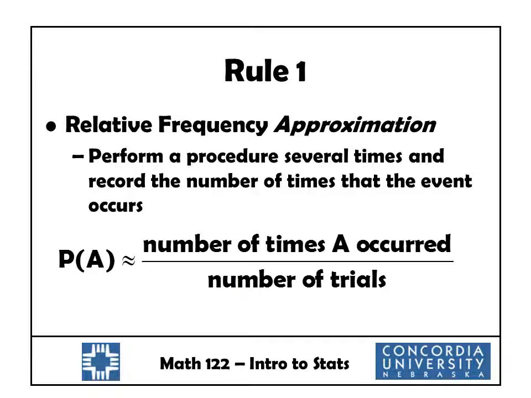So let's talk about some different ways of calculating probabilities. Rule 1 is what we call a relative frequency approximation. The idea here is that we perform the procedure several times and record the number of times that the event occurs. Then the probability of A is approximately equal to the number of times the event occurred divided by the number of trials. I'll talk about why this is an approximation in a minute.